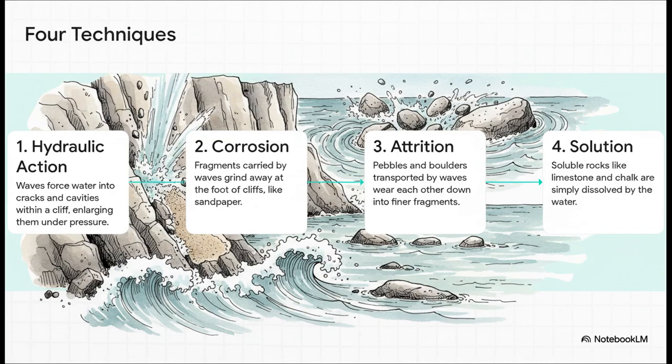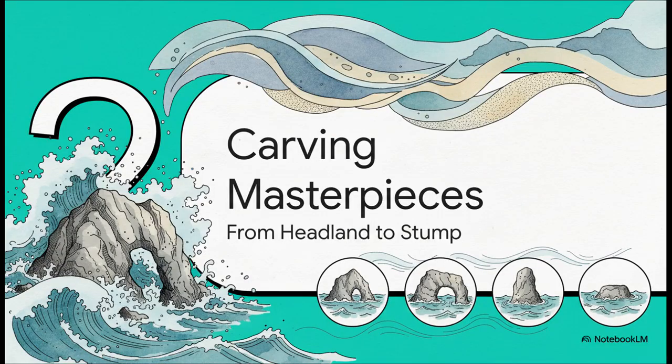Just picture a power washer on steroids, water being forced into every little crack in the rock, blasting it apart from the inside. Then there's corrosion, where the wave picks up sand and pebbles and uses them like sandpaper, just grinding away at the cliffs. Attrition is when those sandpaper tools sharpen themselves, pebbles and boulders smashing into each other, becoming smaller and rounder. And finally, there's solution. This is the subtle one, where the seawater itself just dissolves certain rocks like limestone and chalk over time. So with these four techniques, the ocean can create some absolute masterpieces of erosion.